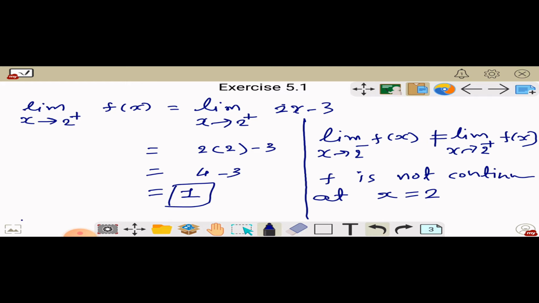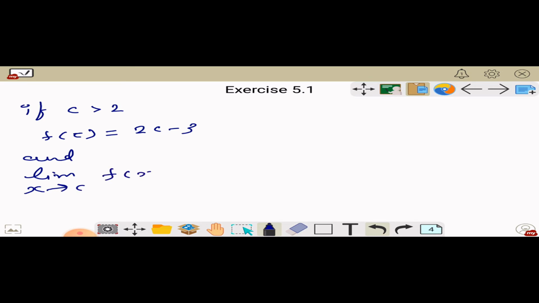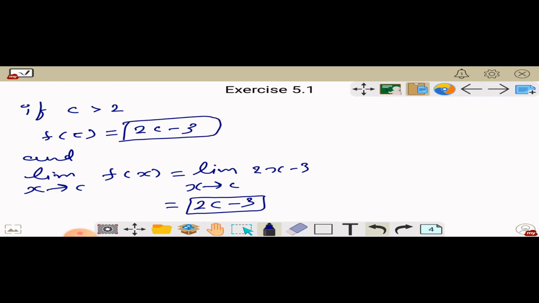Now let us check for our third case. So if c is greater than 2, then f of c is equal to 2c minus 3, and limit x tends to c f of x is equal to limit x tends to c 2x minus 3, which is equal to 2c minus 3.